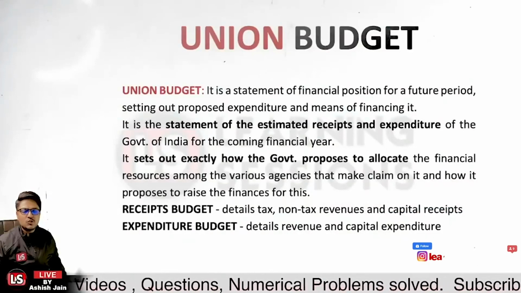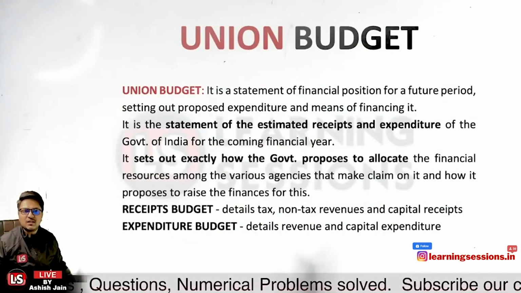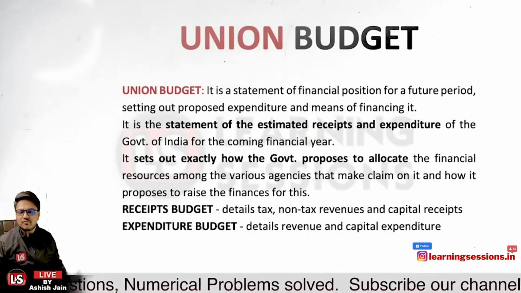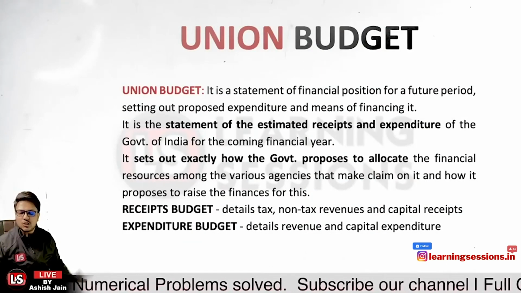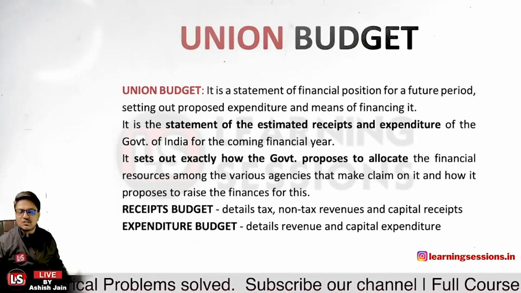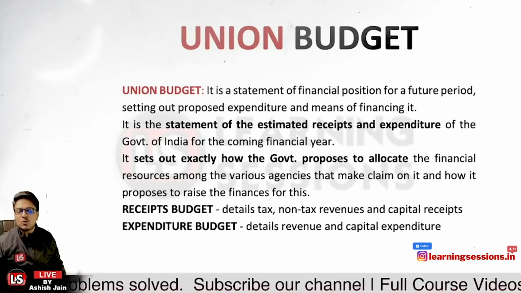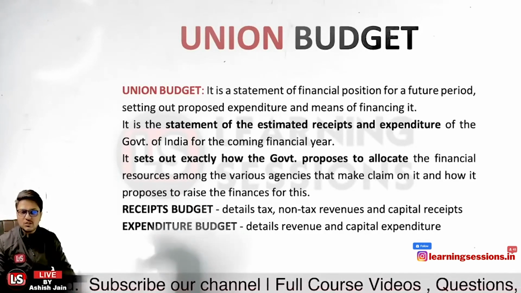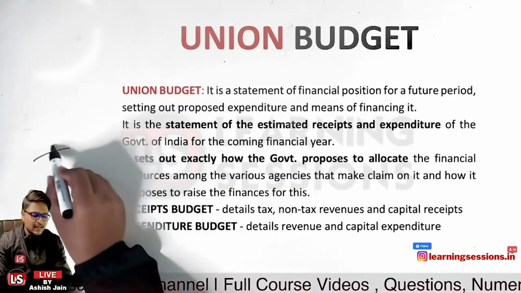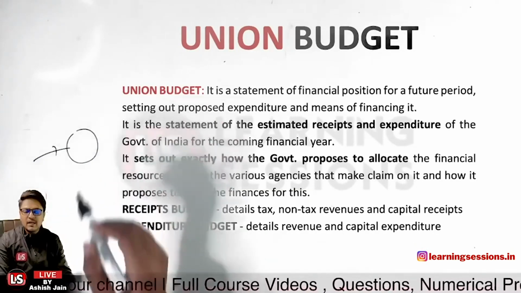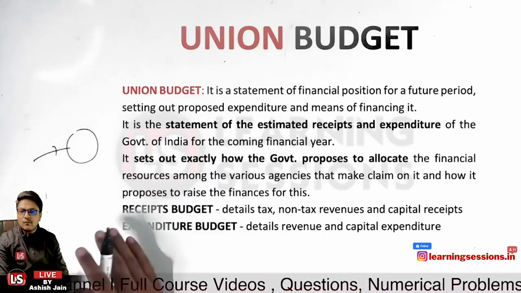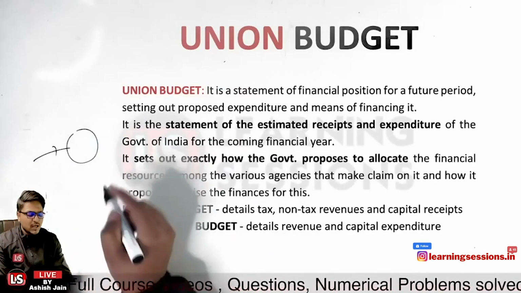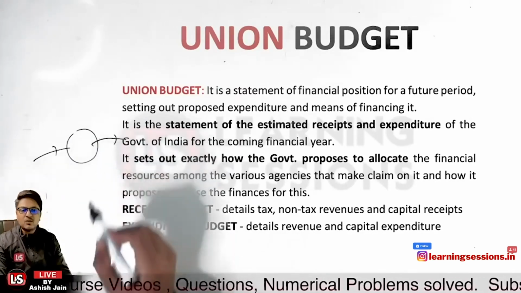Union budget. So what is the union budget? It is basically the statement of a financial position related to some future period. It is a financial statement which tells us what would be the expenditure and what would be our revenue resources, from which resources we will be getting the money. It is a complete outlay telling from where we'll be sourcing our revenues and where we are going to spend those revenues.